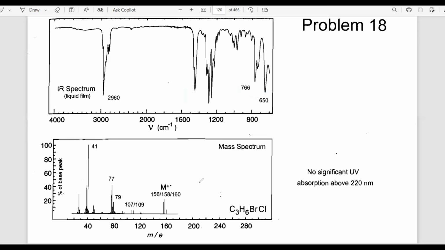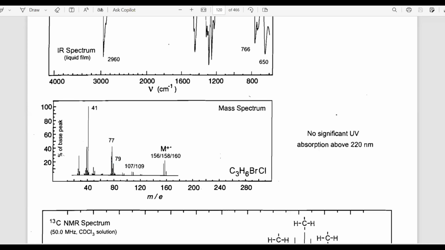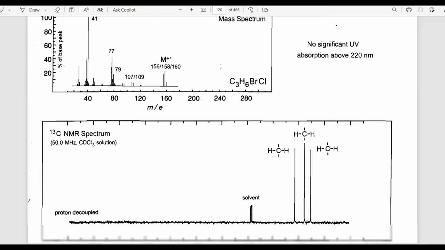Again, if you look at the mass spectrum, I told you whenever chlorine or bromine is present, you will get an M plus 2 peak. Okay, now the degree of unsaturation is 0, and sp3 CH stretch is present in this compound. So now let's move towards the carbon 13 NMR spectrum of this compound.